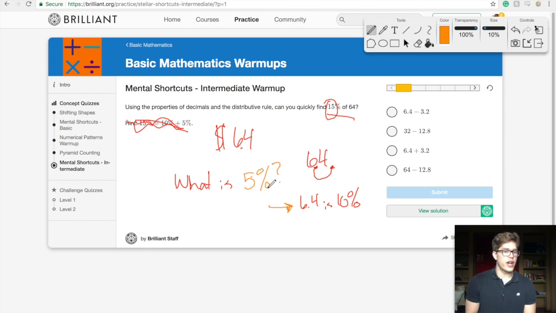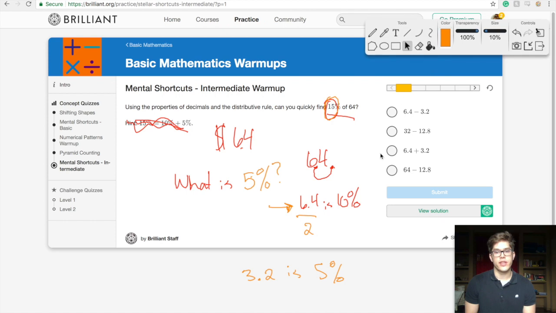So to find 5%, we just cut 6.4 in half. We just divide it by 2. And what is 6.4 divided by 2? Well, that's 3.2. So we know 3.2 is 5%. And so lastly, how do we get the 15%? We just add the two together. 6.4 plus 3.2 is 9.6. We just add them together and we get this answer.